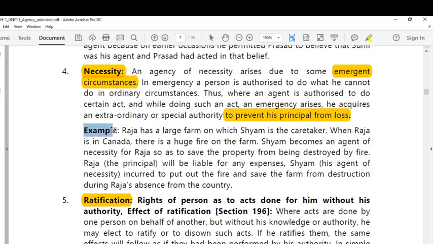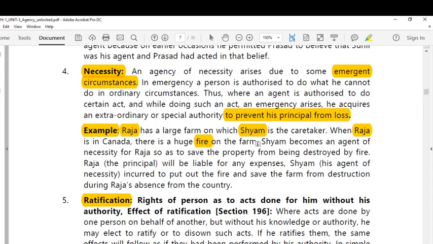So if you see this example, you will understand. Raja has a large farm on which Sham is a caretaker. So Sham is a caretaker means he has the role of an agent. When Raja is in Canada, so when the principal was in Canada, there is a huge fire on the farm. There was a huge fire on the farm, which is an extraordinary circumstance, right? Here there is a caretaker, here there is an owner, and there is a fire, which is an extraordinary thing that happened.